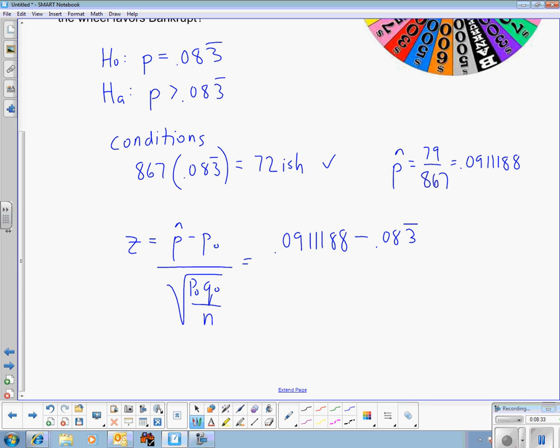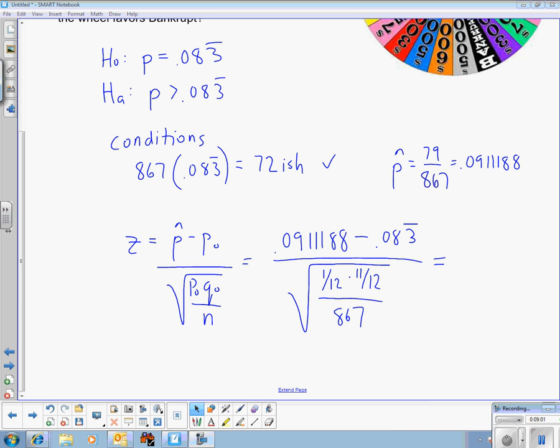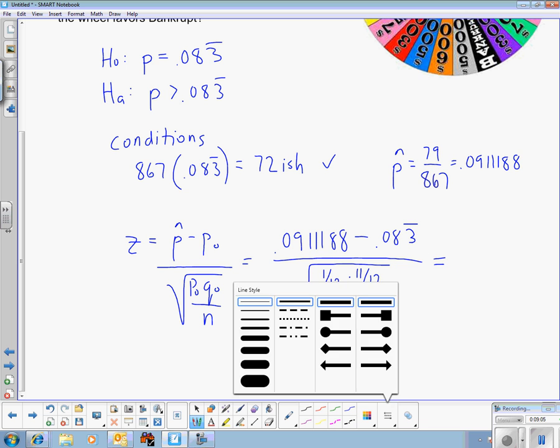And it's kind of neat the way this happens in your calculator. I'll show you in just a minute. But this will be over the square root of P naught, 0.083 repeating. And it might even be easier to just make that 1/12 instead of worrying about that repeating. That makes Q naught 11/12, over N, which was 867. Okay, so all of that, I'm going to pause and calculate real quick. Okay, so all that calculating gives us 0.8293.